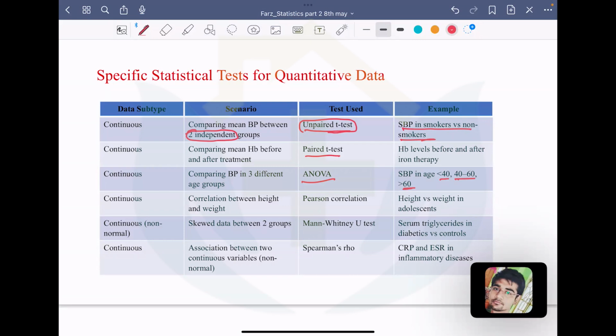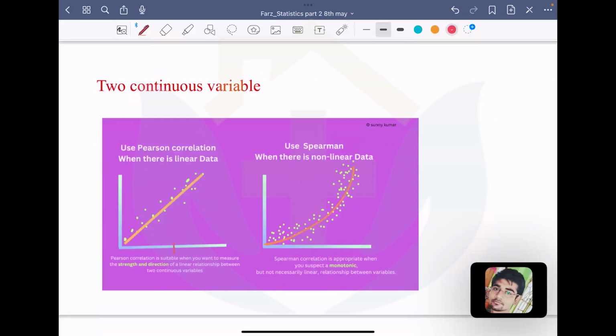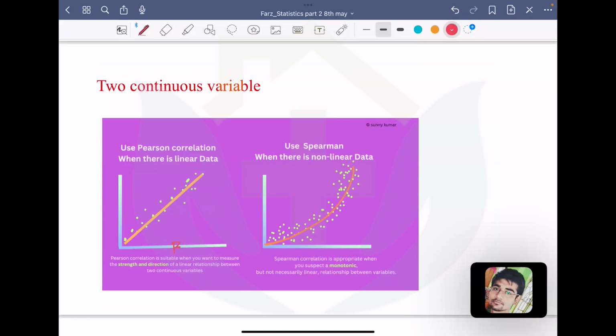When you have two continuous variables, let me show you what they are. Let us assume this is the weight on the x-axis, and the y-axis is the BP. So these are two continuous variables. The weight is a continuous variable, and the BP is also a continuous variable. When you are comparing the relationship between the two variables, you use a test called Pearson's correlation. When you think the data is linear, you use Pearson's correlation. When the data is skewed like this, you use Spearman's coefficient.